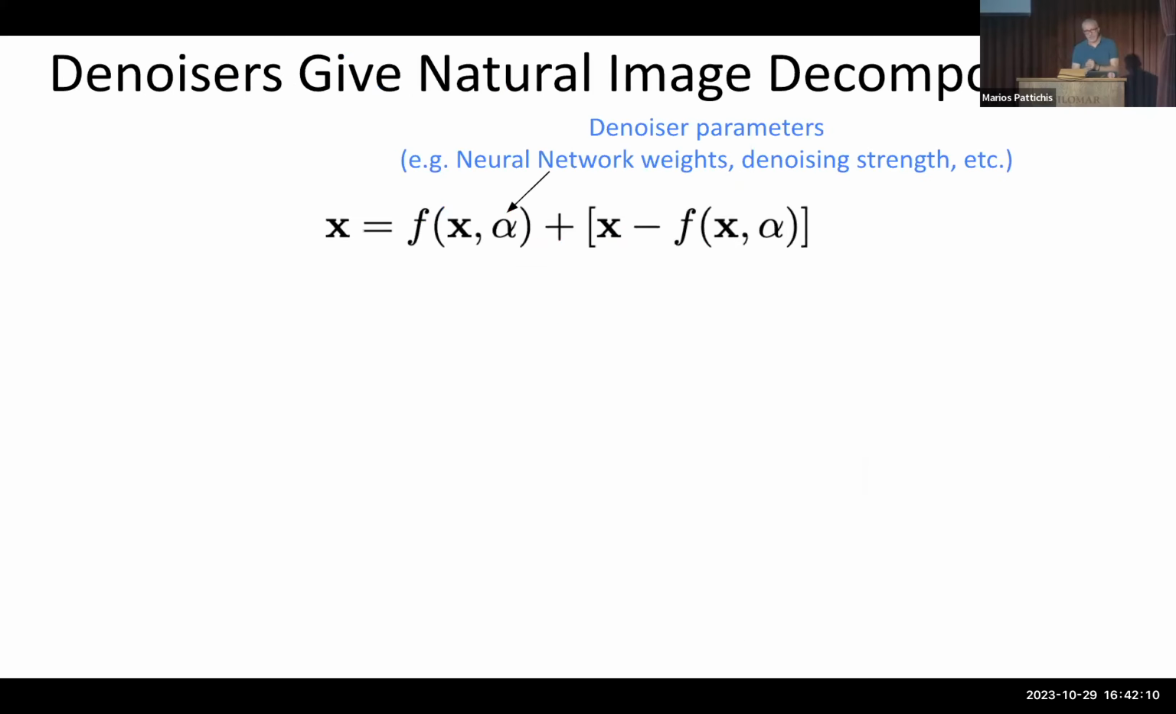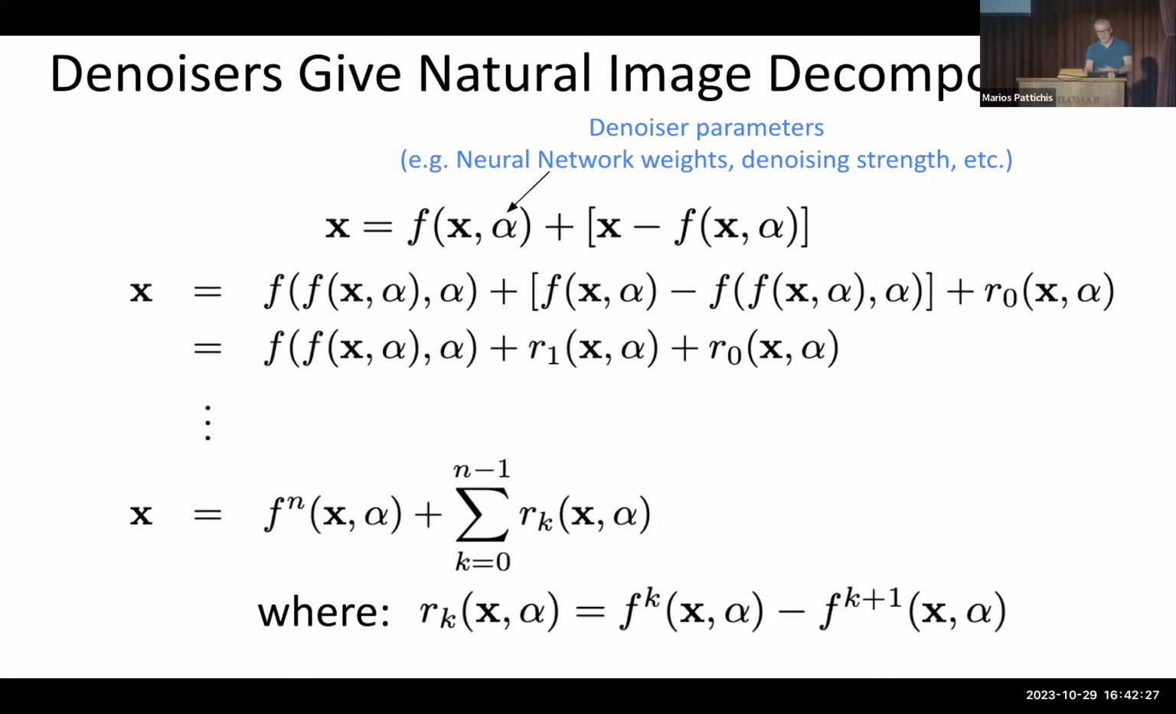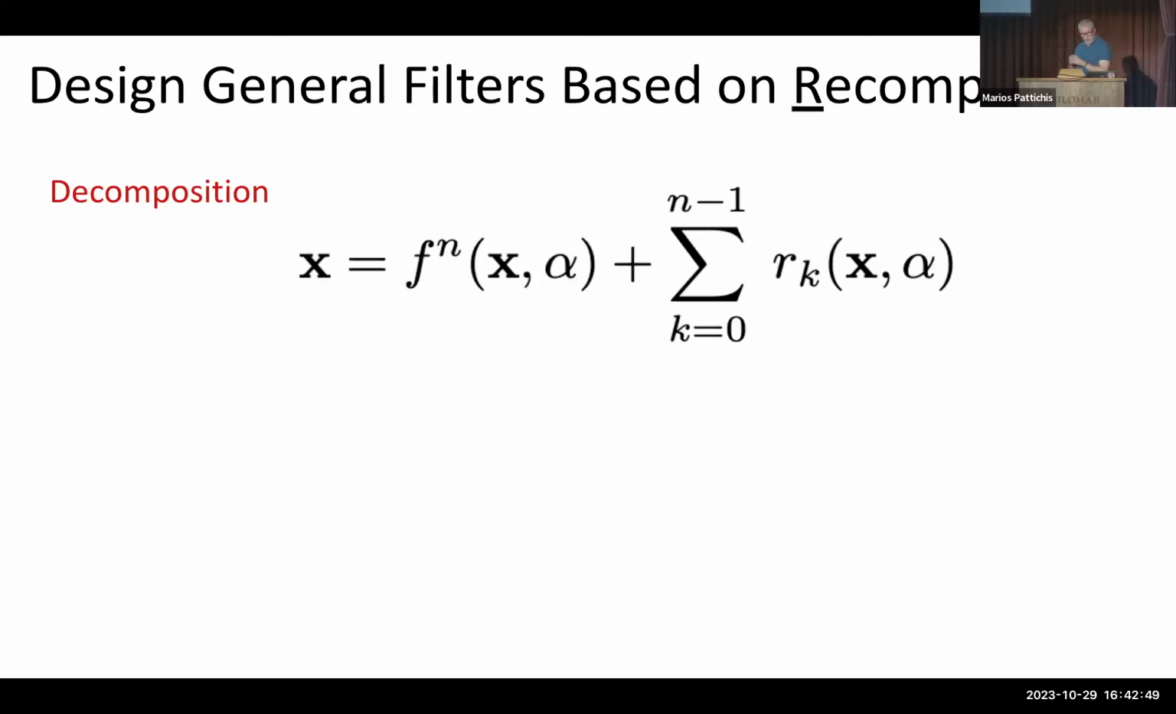Okay, but now let me take f and parameterize it with a few parameters. These could be the weights if the denoiser is a neural network, the denoising strength, or any number of other things. And I repeat the same thing. So in this equation down here, x is decomposed into a first piece, which is the filter applied n times, and then an accumulation of the residuals. And the residuals are just the difference between applying f k times and k plus 1 times. That's it.